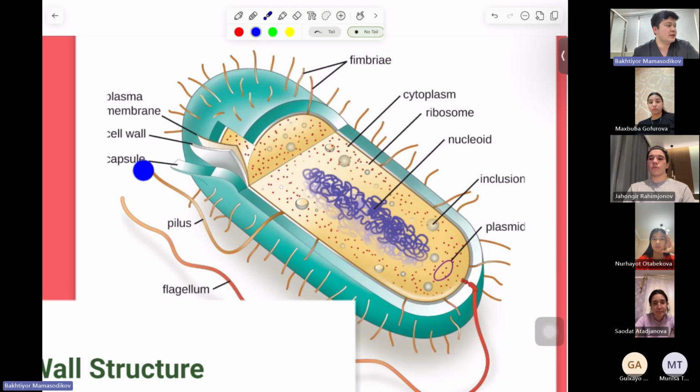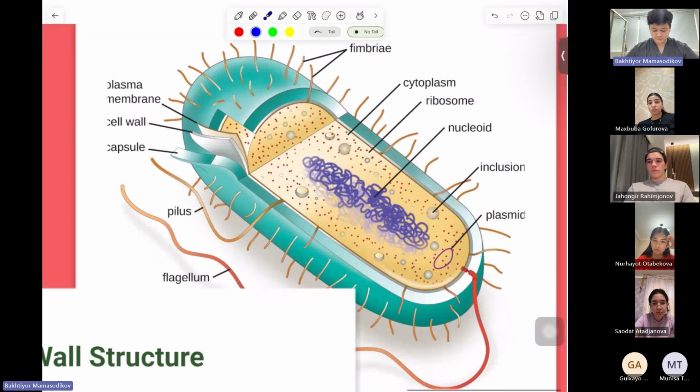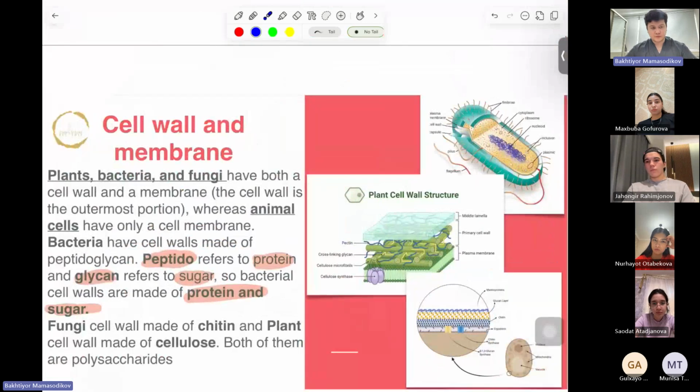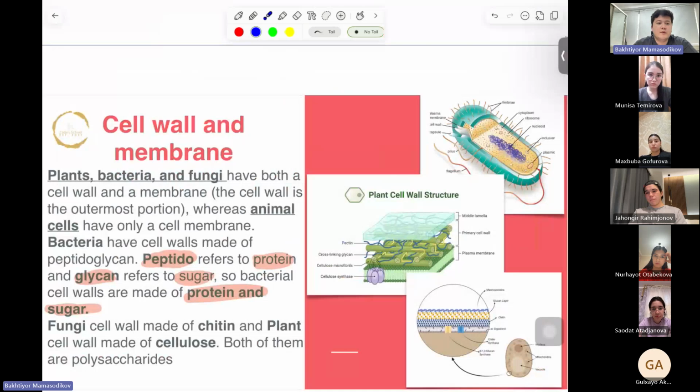What do you think? Why does the bacteria need the capsule? Why? You must be active during the classes, guys. You should be active.